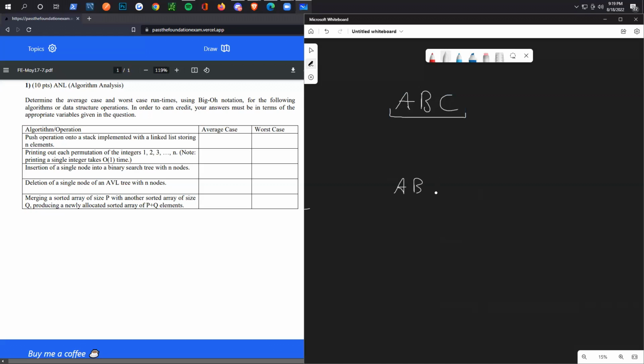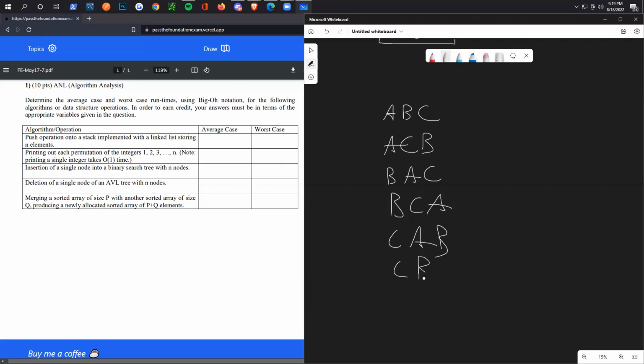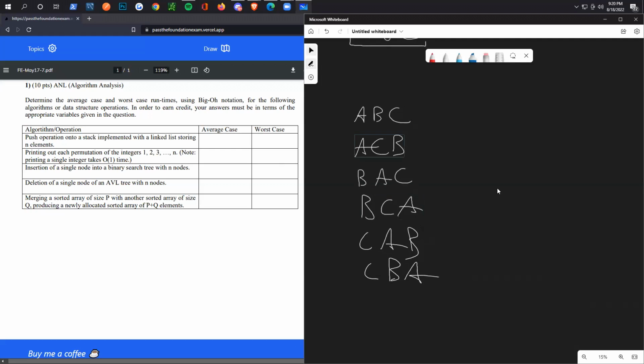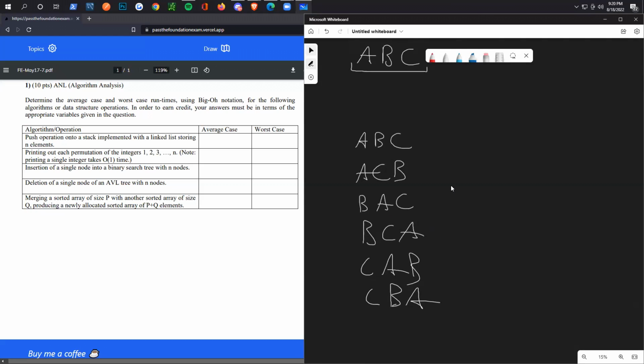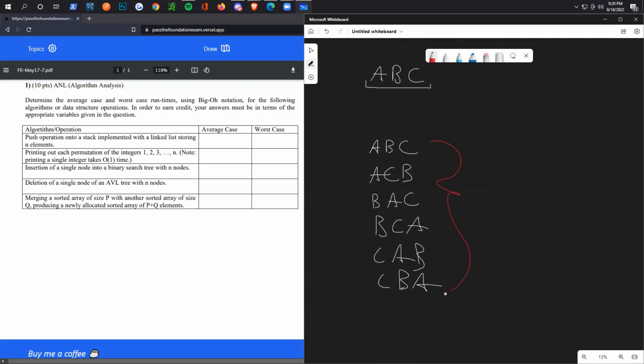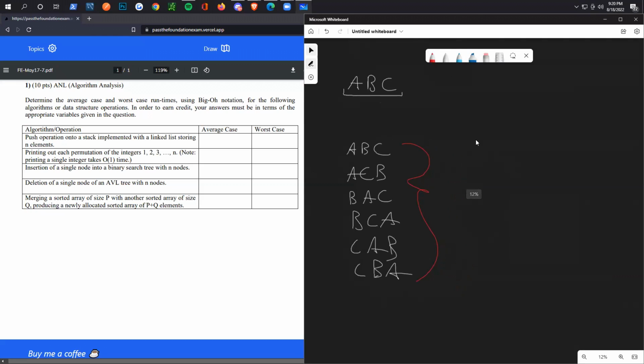So you want to permute ABC. You're going to end up first with ABC, ACB, BAC, BCA, and then finally CAB, CBA. So the order is meaningless, but what really matters is how many there are. So how many are there?